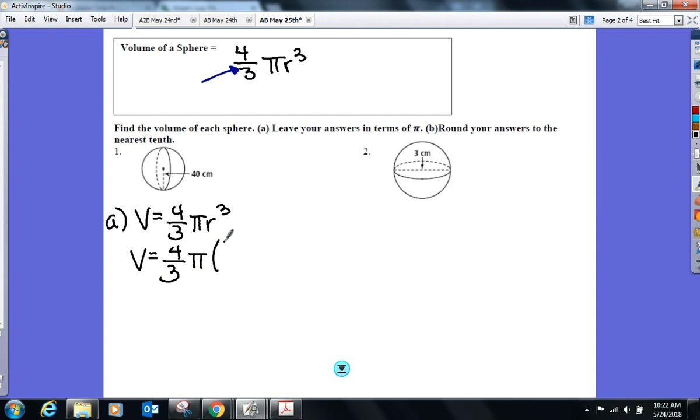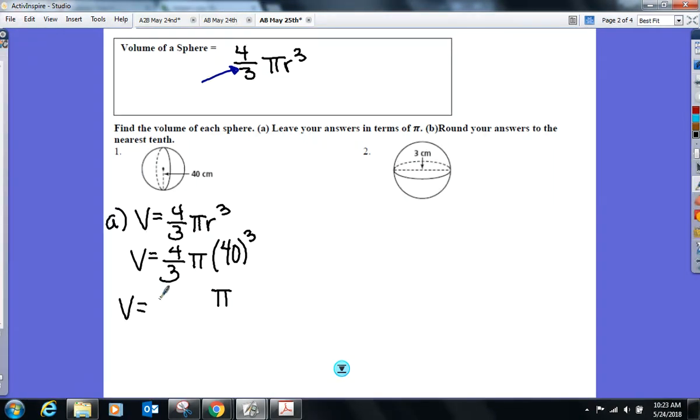Pi times 40 cubed. And I know people still have issues with this algebraically. Leave it in terms of pi. Take the pi, put it right in your answer now. What's left? The 4/3 times 40 cubed. I'm going to do that right in my calculator. Okay, right into my calculator. See if my calculator can put it into a fraction or back into a fraction.